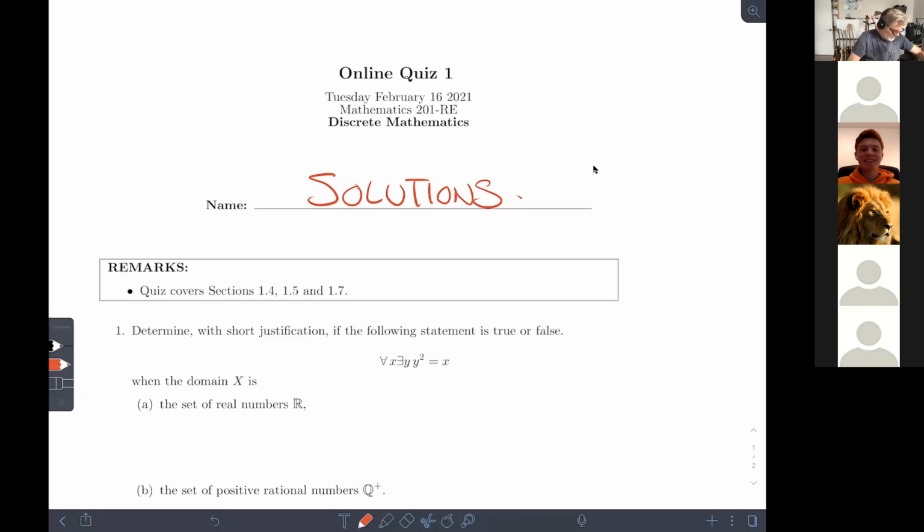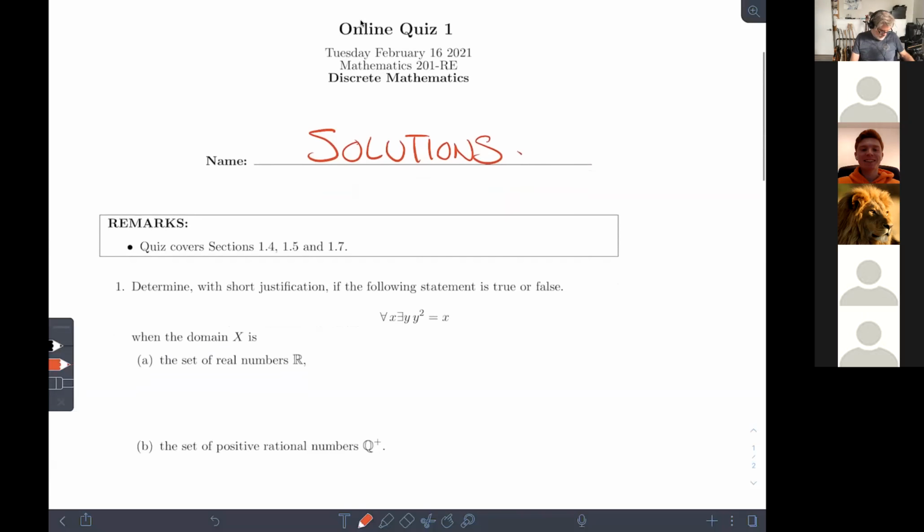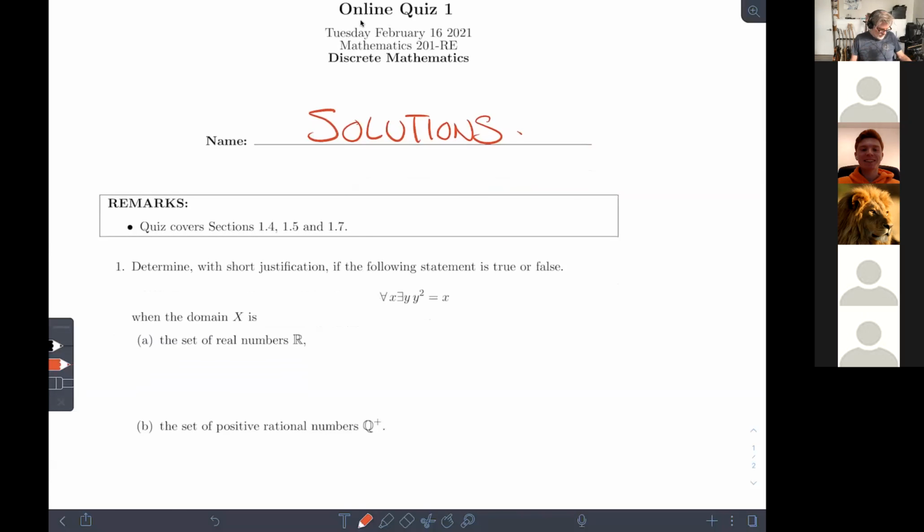So I have the quiz here. Number 1. Determine with short justification if the following statement is true or false. For all x, there exists a y such that y squared equals x. So there are two questions here. The first one is when the domain is the set of real numbers.